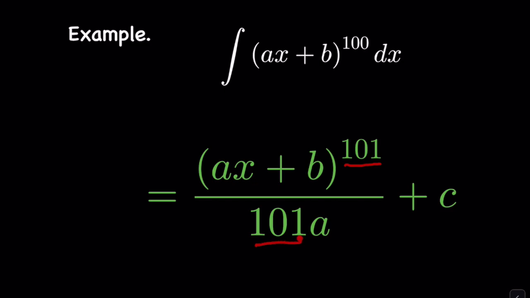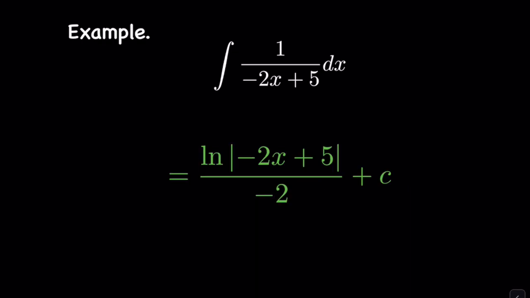And after we are done, we divide by the coefficient of x in the linear term. And that's where this a comes from, plus some constant. So you see, we can directly write the antiderivative of this function without going through the steps of U-substitution method. Let's look at another example.